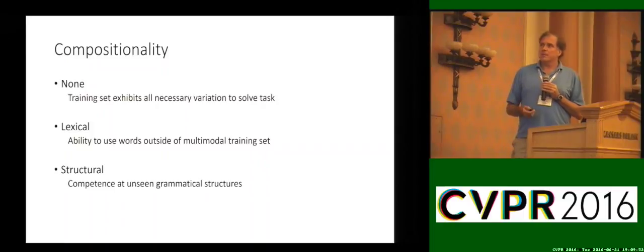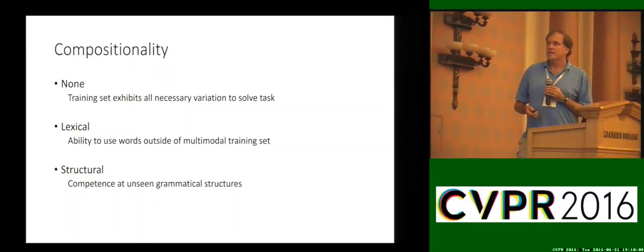And you can think perhaps of three levels of compositionality. One level of compositionality is that the training set literally is sufficient, and it contains all of the variability necessary for all the types of captions that you'd like to express, and that's of course somewhat limited.